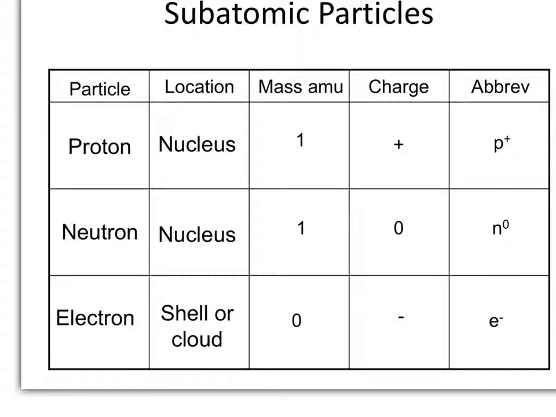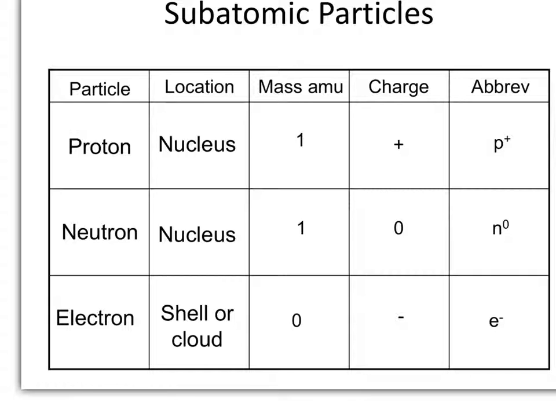Now, if you take a look at the nucleus and you take a look at the electron shell or cloud, one of the things you might notice is that the nucleus is going to have a positive charge caused by the protons. Remember, the neutrons won't contribute anything to the charge. But you might notice that orbiting around that nucleus in the electron shell or cloud, you have all of these electrons that have a negative charge.